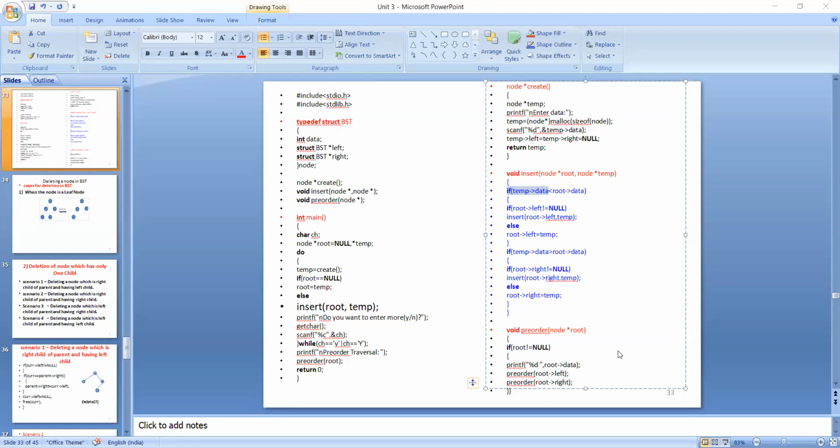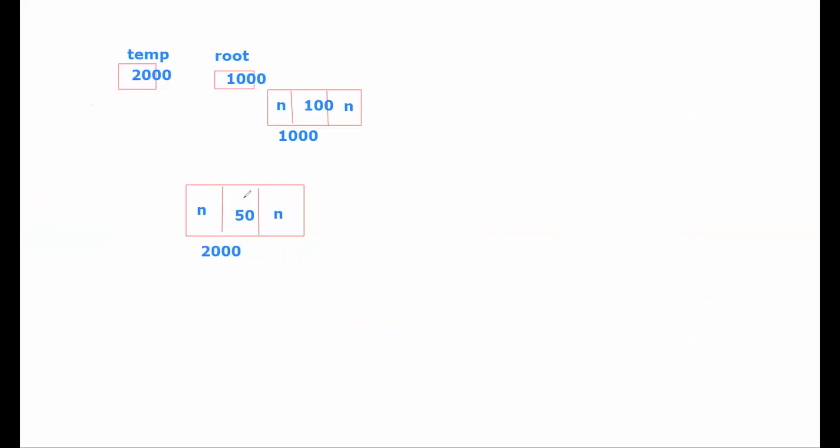Temp tens data is what? 50. Okay, 50 lesser than root tens data. That's all simple. I have to check this condition: if temp tens data is 50, lesser than root tens data. This is the data part, the middle one is the data part, this is the left part, and this is the right part. So root tens data. Okay.